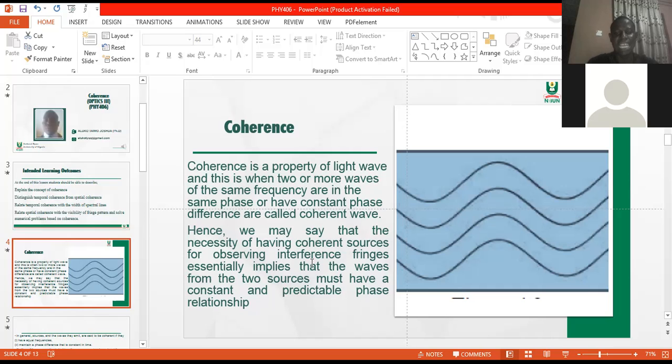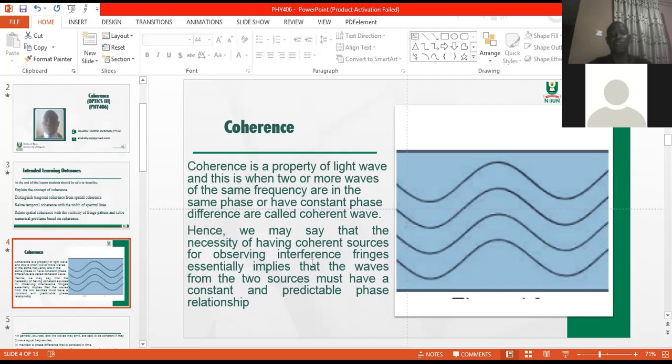And I said here that hence we may say that the necessity of having coherent sources for observing interference essentially implies that the waves from two sources must have a constant and predictable phase relationship. Now, when we're talking about constructive interference, when we're talking about light being formed, it is as a result of waves that have the same phase, the same phase difference, and it is what we call constructive interference.